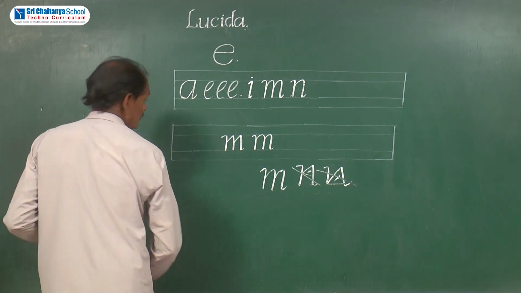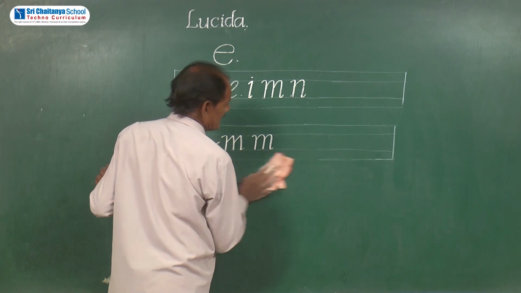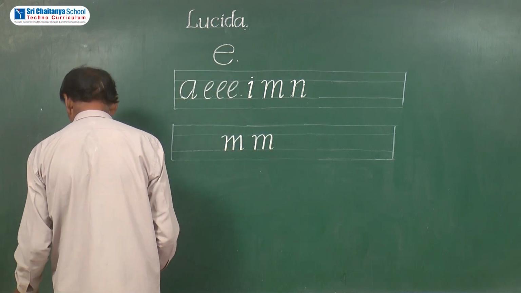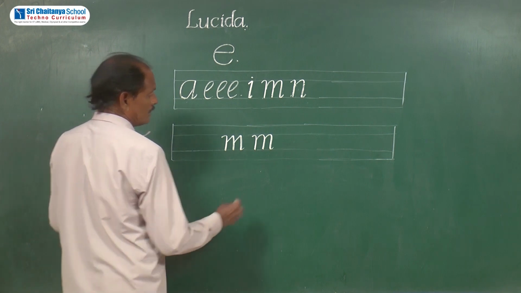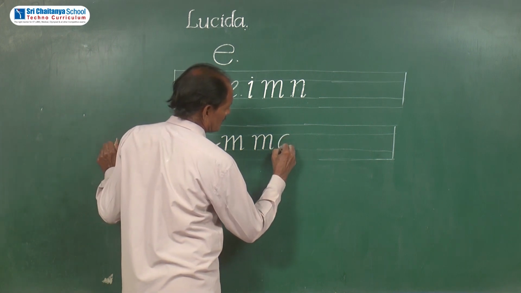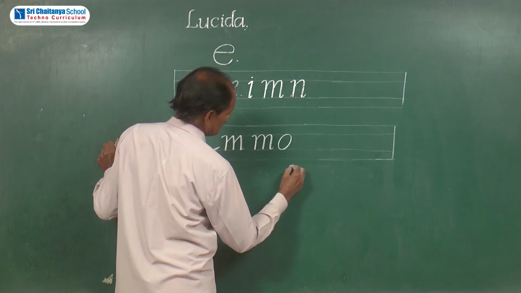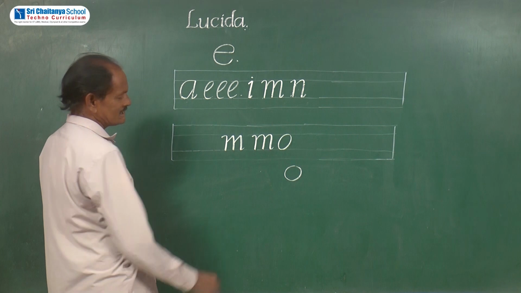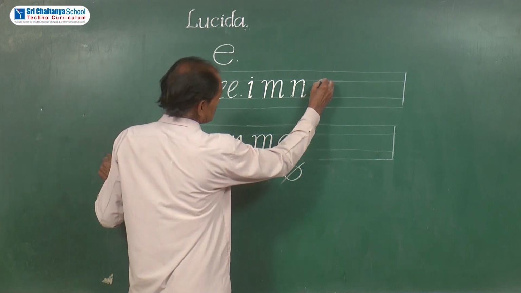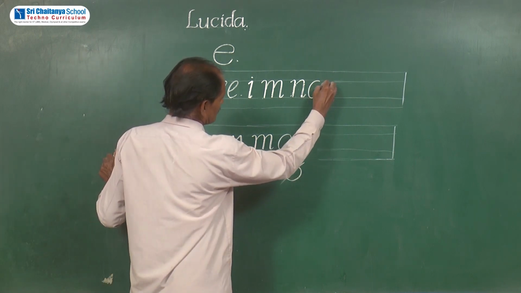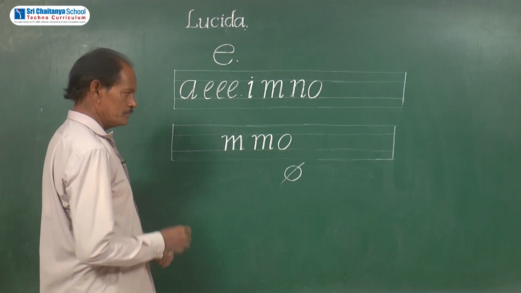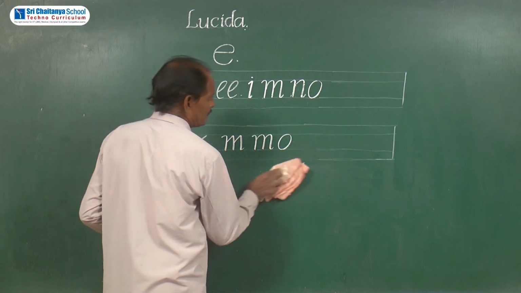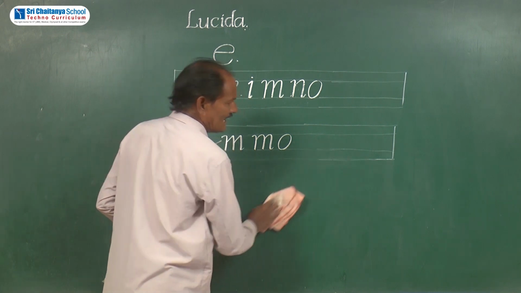And O. O is nothing but an oval shape. Complete oval shape we have to write. To write O, like this we have to write. Somebody writes as round as the moon. This is not the correct way of writing O, it is just an oval shape, like this we have to write O.